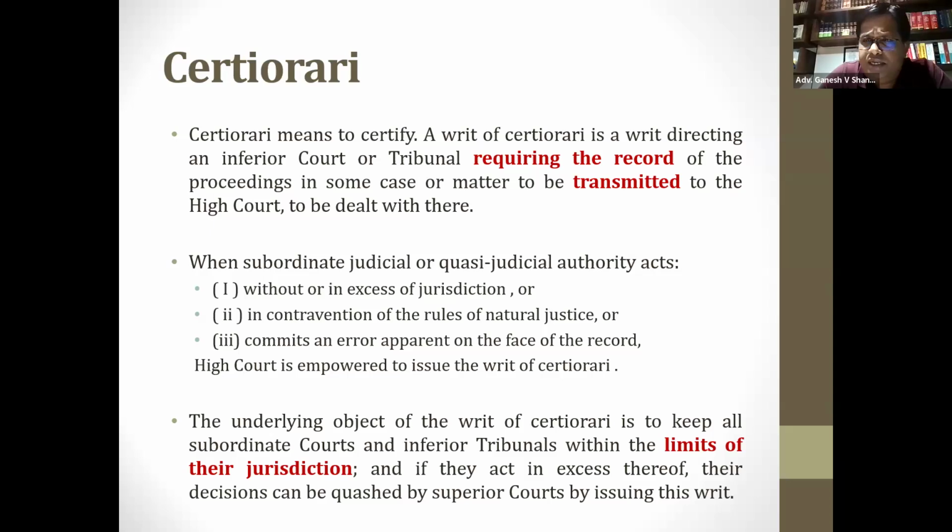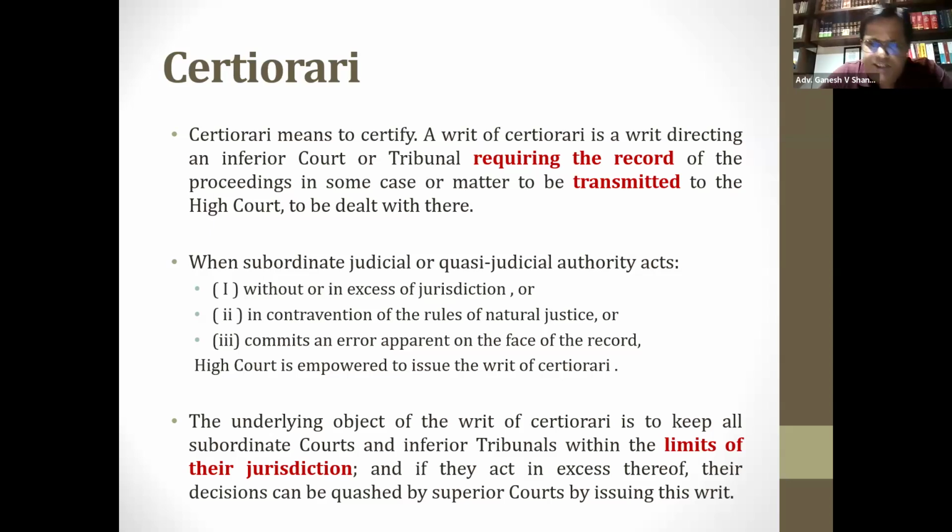These are only instances or examples, because writ is something very extraordinary power with the High Court. It's a discretionary power, and whatever instances, examples we are quoting are only based on the previous precedents or previous decisions or judgments of the High Courts and Supreme Courts. But the instances can be beyond these also.